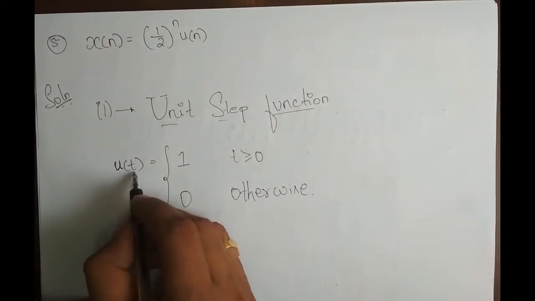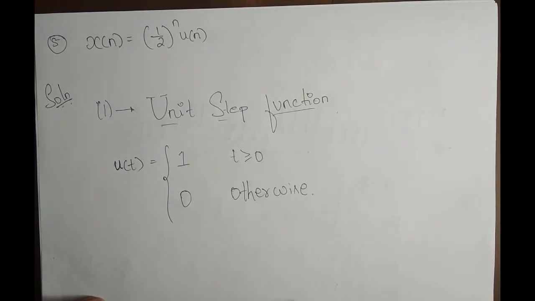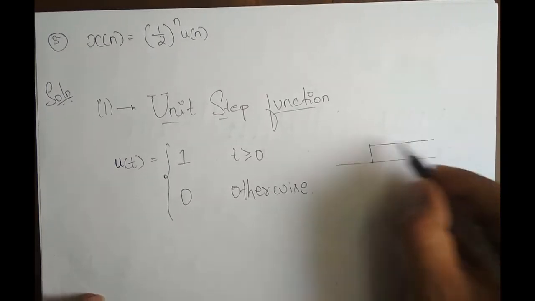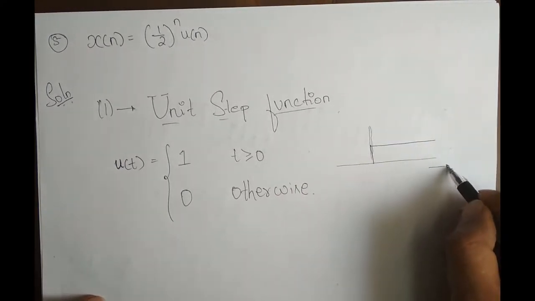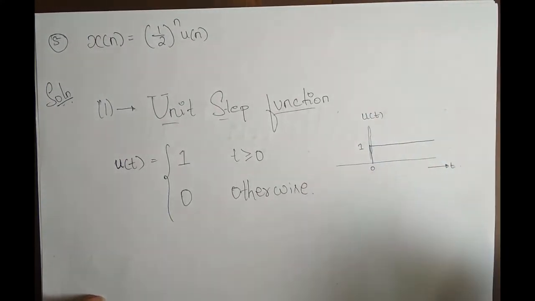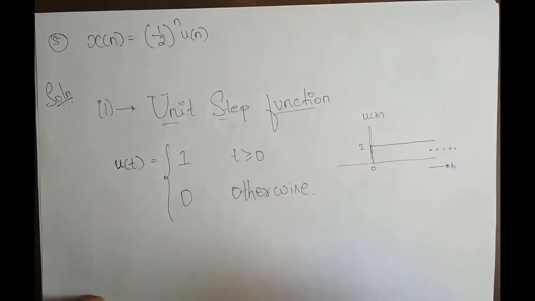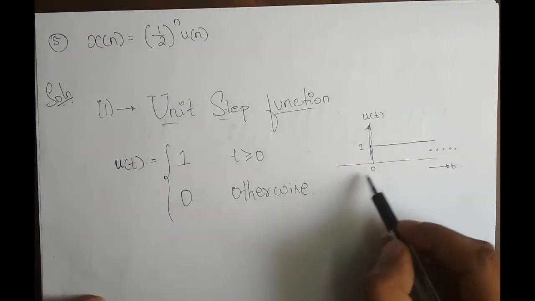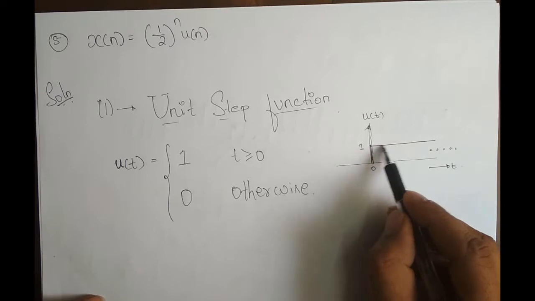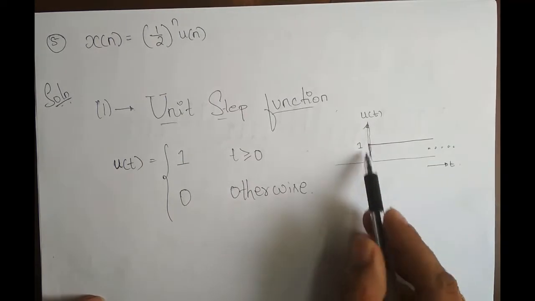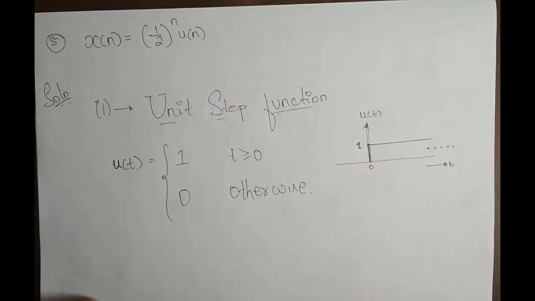So whenever we say u of t, it is basically the unit step function, and graphically this is how it looks. This is the time independent variable, this is u of t, the amplitude is 1, and this is 0, and this goes till t is equal to infinity. So why unit step? At t equal to 0 there is a step and its amplitude is 1, so that's why it is called the unit step function. There is a sudden step at t equal to 0 and that step value is 1.